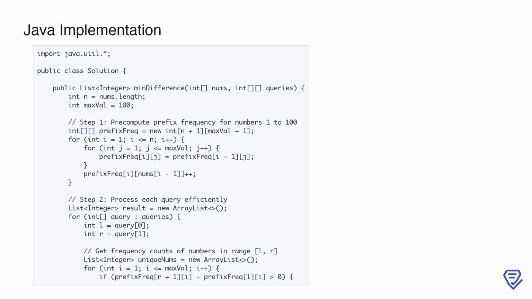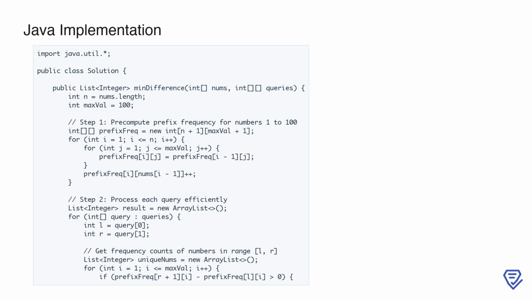Then, we iterate over the queries, extracting the range, L, R, for each. The goal is to calculate the frequency of each number within this range. To do this, we loop through all possible numbers from 1 to 100 and check if their frequency in the range is greater than 0. If so, we add the number to a list called uniquenums, which will store all distinct numbers present in the range.